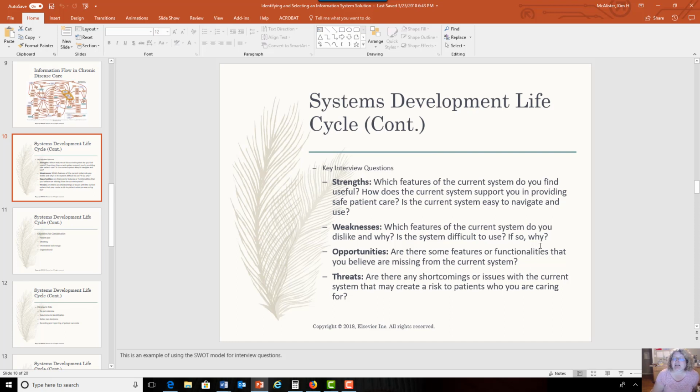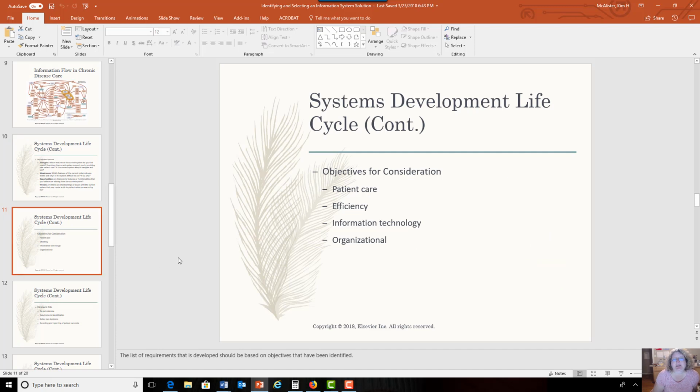Is it easy to manage? Which things don't you like? Is the system difficult to use and why? Ask people what would make it better. What is their vision for a system that would work well? Do you think that there are some things missing from this system that would help? This is a really good question. And is there anything about our current system that puts patients at risk? This is also a very important question.